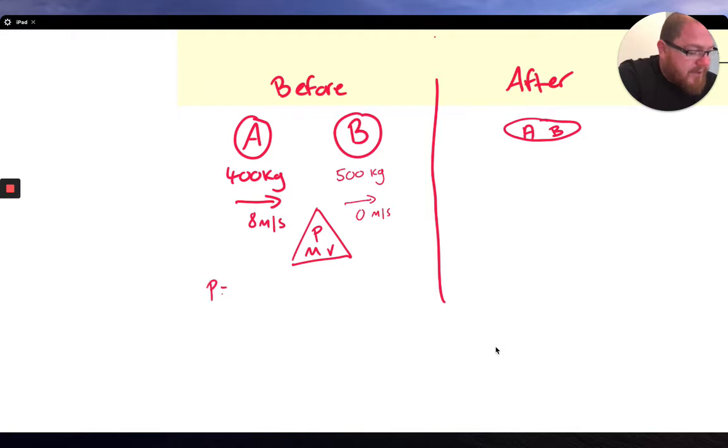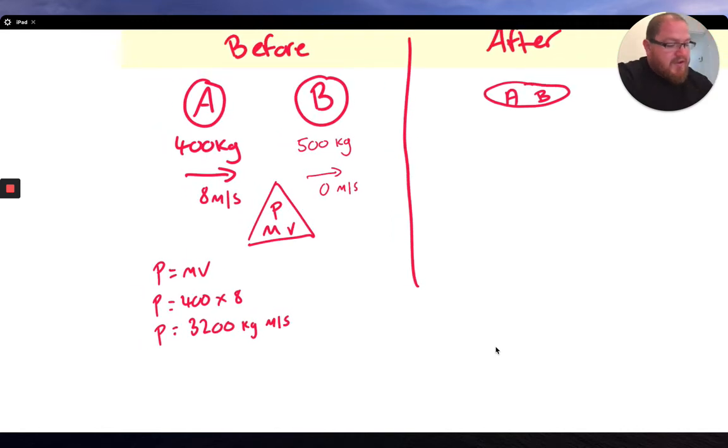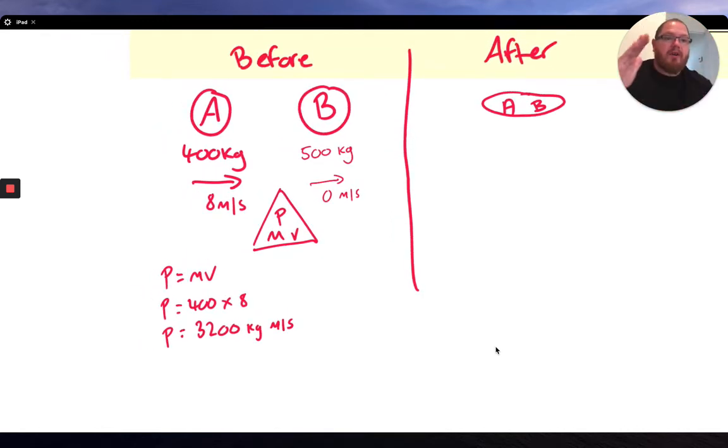So for this one, P equals MV. P equals, my mass is 400, and my velocity is 8. So 8 times 4 is 32, then two zeros: 3200. That's going to be kilogram meters per second there. I have to do this smaller now, I've taken up too much room there. So that's my momentum for carriage A.